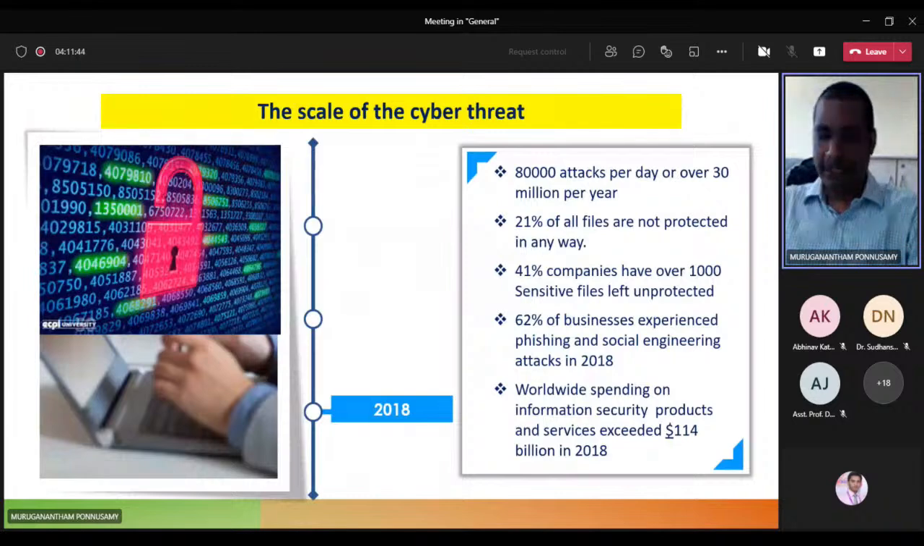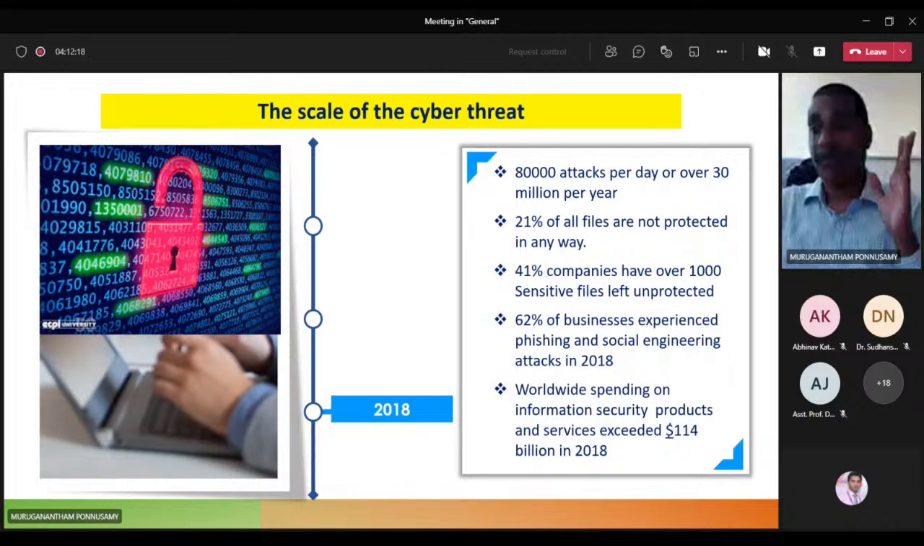Why is this blockchain technology prescribed for this financial sector? Because of the scale of cybercrime. For the past few years, I've taken this collection. In 2018, if you are looking, the attacks are 80,000, and 21% of the files are protected. 41% of companies have over 1,000 sensitive files left unprotected.